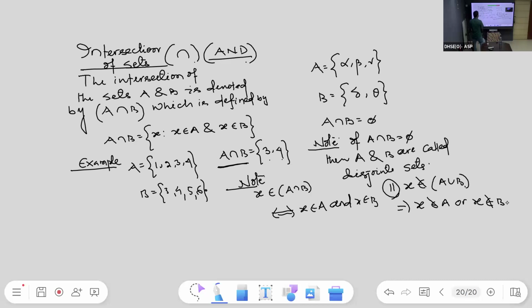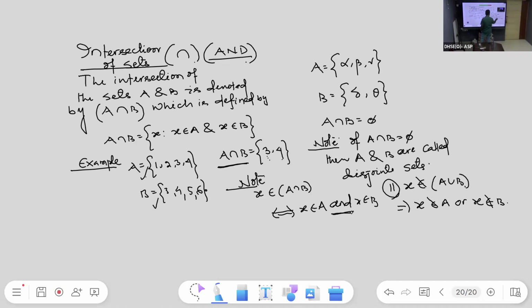This is about intersection. Then come to the Venn diagram, or diagrammatic representation, of the intersection of two sets. And means both are included. So we should write and for intersection because the elements belong to both the sets. 3 belongs to set A and also 3 belongs to set B. 4 belongs to set A and also 4 belongs to set B. That's why we are writing and.